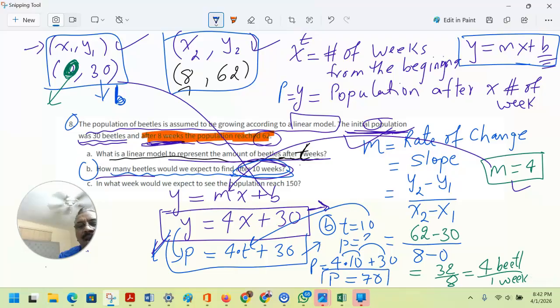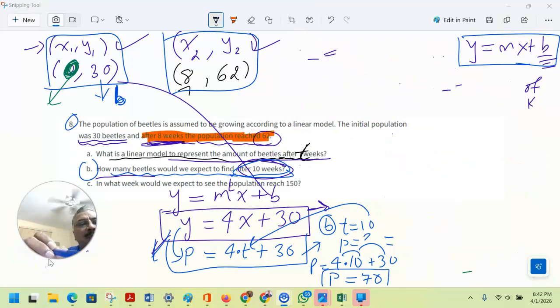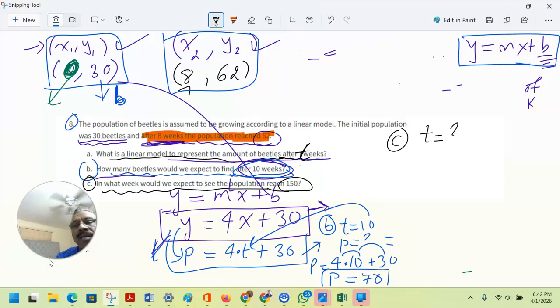And the last question they're asking us is the C part. In what week would we expect to see the population? So for the C part, the week, which is the independent input, we don't know, so that's a question mark. But they give you the population for that number of weeks. The population is given as 150. Sometimes this is also called function notation. We put parentheses and put a t. It means the population depends on t, and this is at 150.